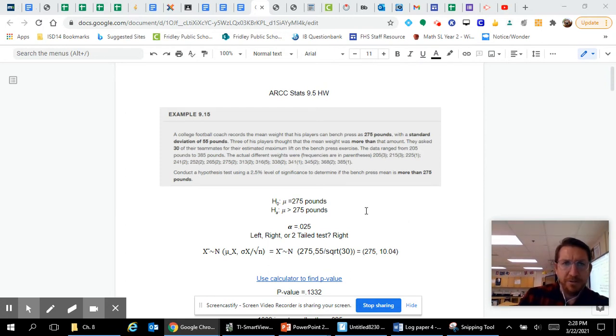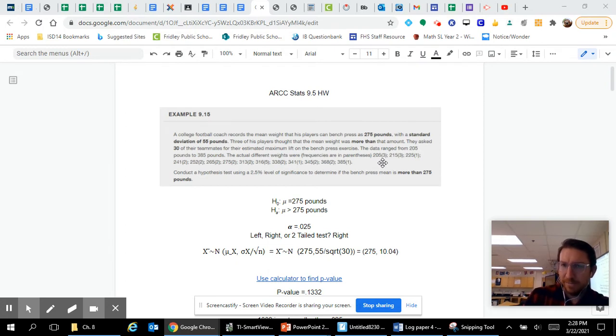And here we go. College football records the average weight for players that can bench press as 275, with a standard deviation of 55. Three players think the average weight is more than that amount. So they ask 30 teammates to get their maximum bench press, and they get the data. And so here is the data.